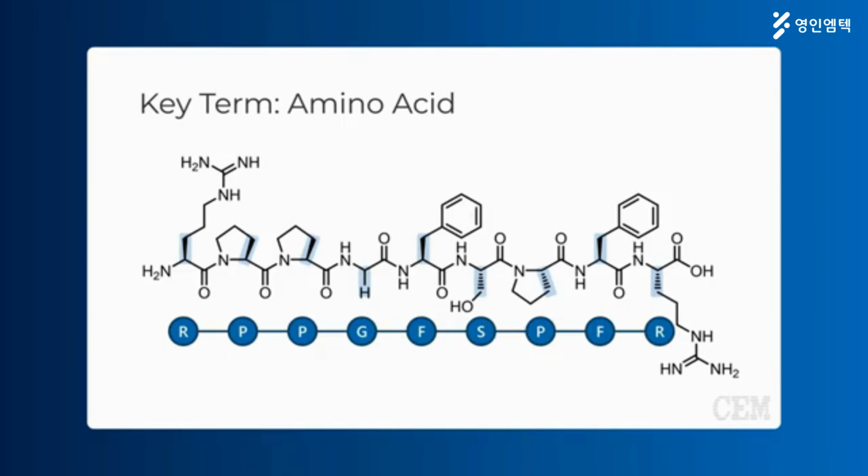Depicted here are both the chemical structure and 1-letter code representations of bradykinin. Notice how the different 1-letter codes represent different R groups.